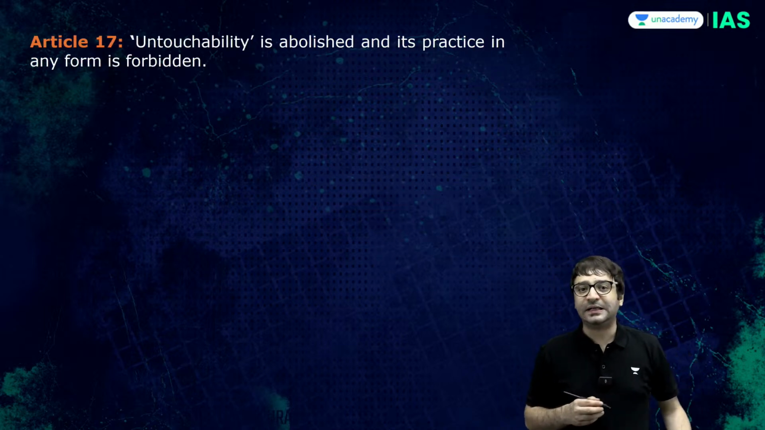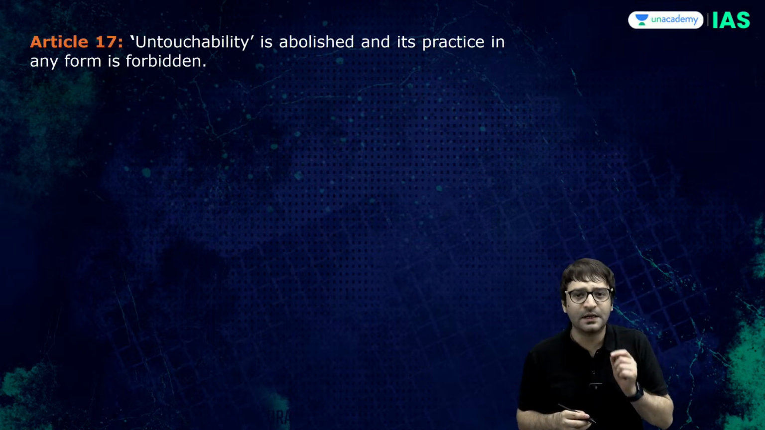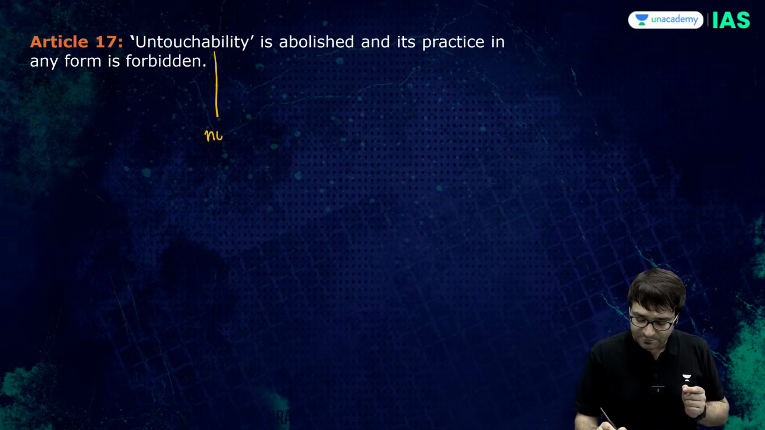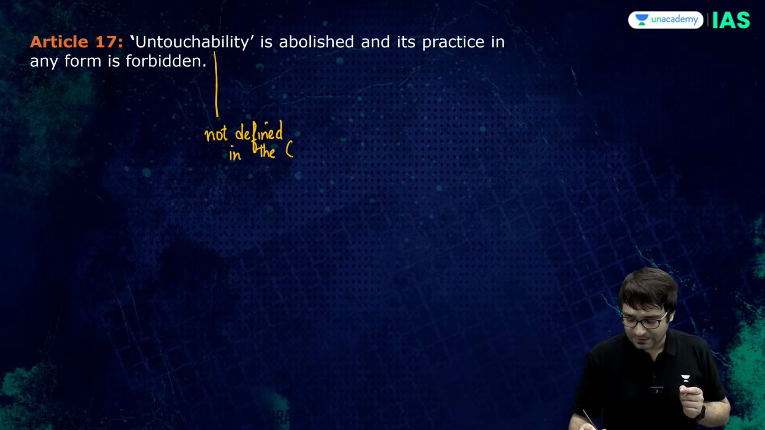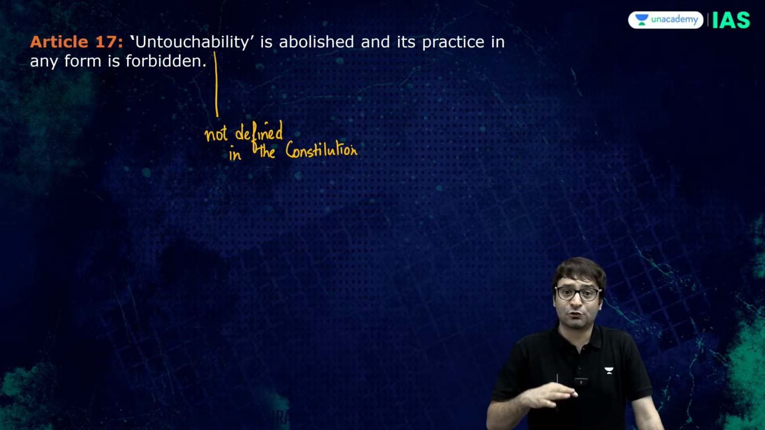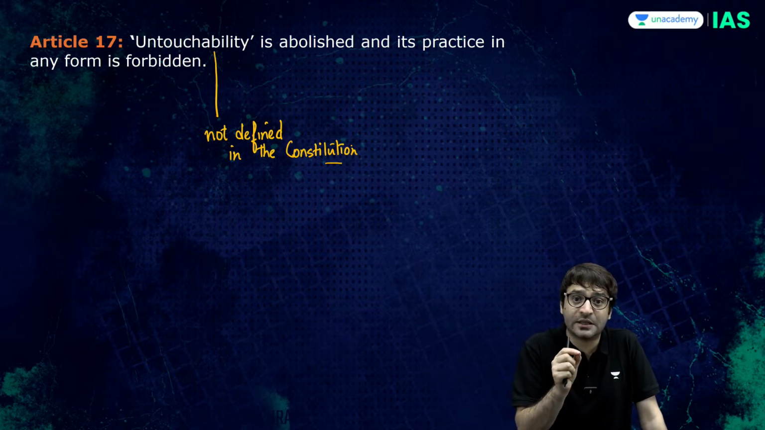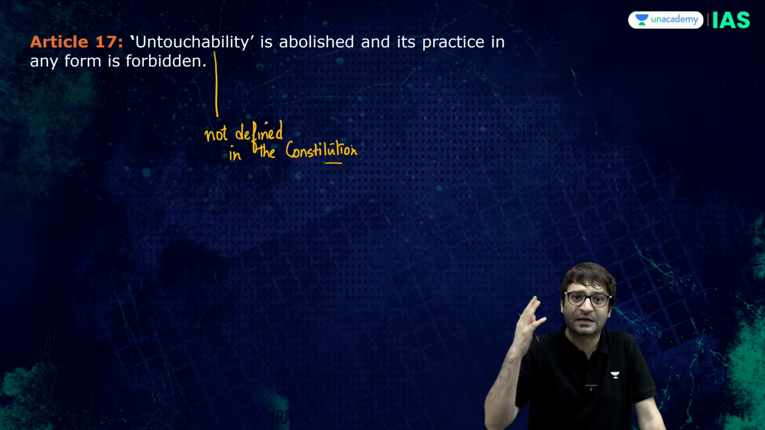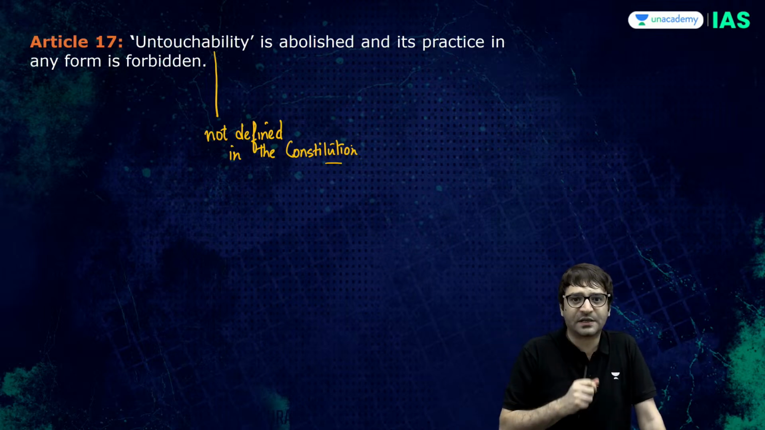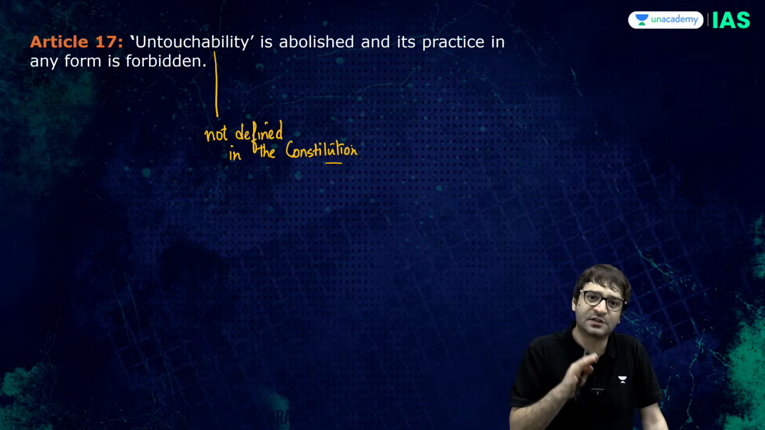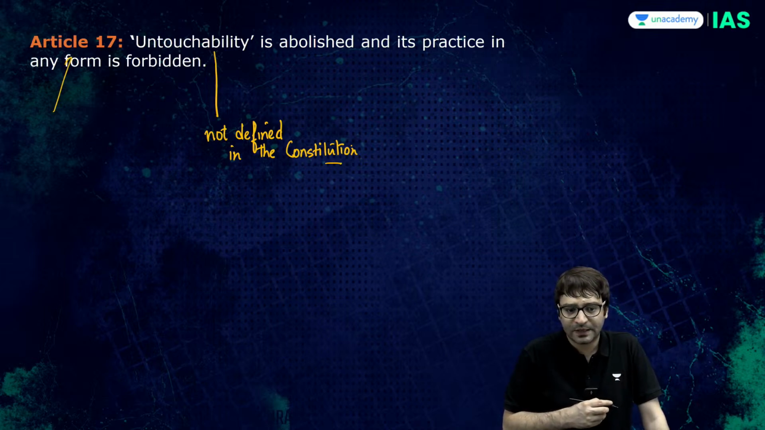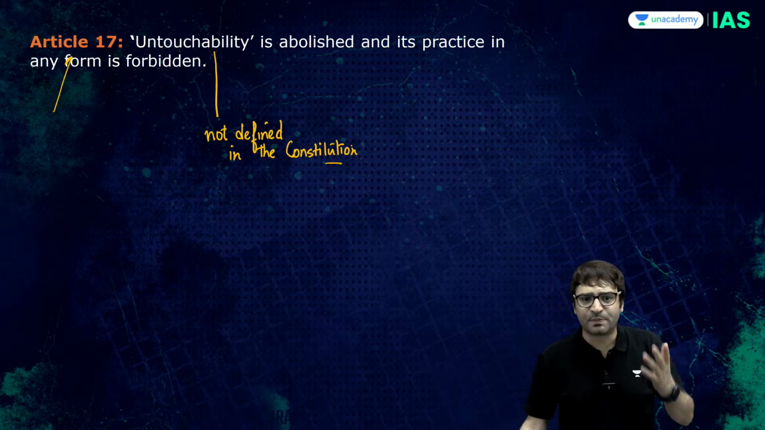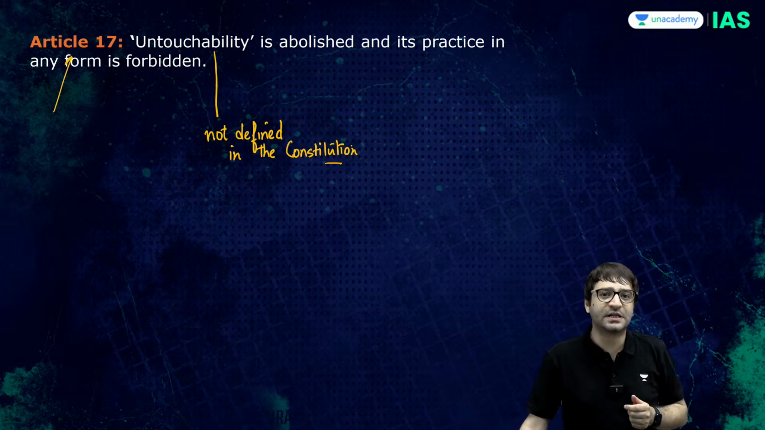Clear? Article 17, it says untouchability. And remember, this term untouchability is in quotes, which means this term is not defined in the Constitution. And when we say Article 17 says untouchability is abolished, it does not define what is this untouchability. That means we are not looking at the literal meaning of the term untouchability. We are referring to the historic practice of untouchability as was practiced after the later Vedic period. That form of untouchability is abolished and its practice in any form is forbidden. That's Article 17 of the Constitution. For that we have Protection of Civil Rights Act, which was passed in 1955, but then we have the Atrocities Act of 1989.